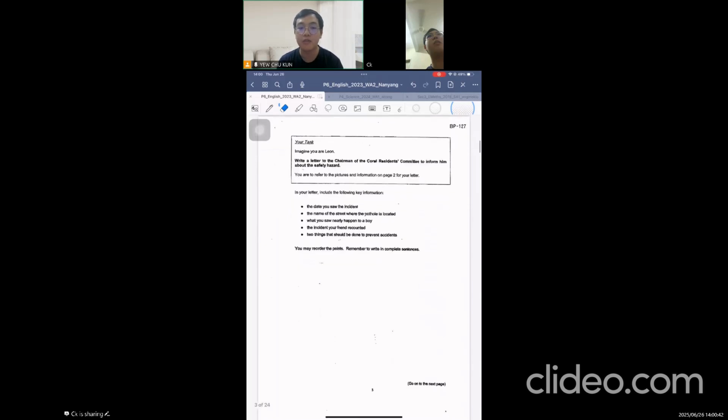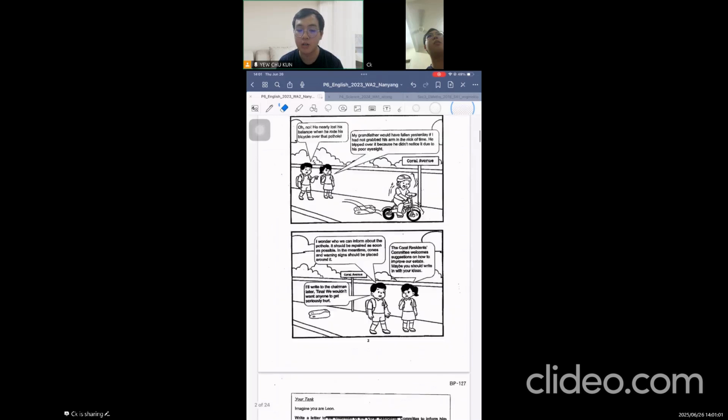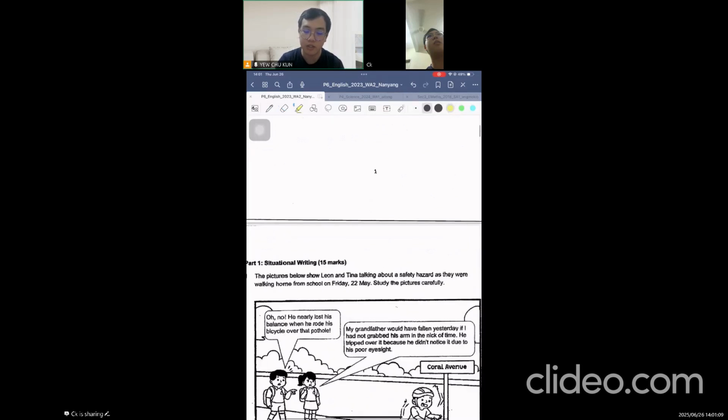So the second step is you need to jot down some key points before you write. The question here lists out some key points you need to include in your letter. There are 5 key points here. So the first one is the date of the incident. The date is on Friday 22 May. It comes from where? It comes from the question itself.